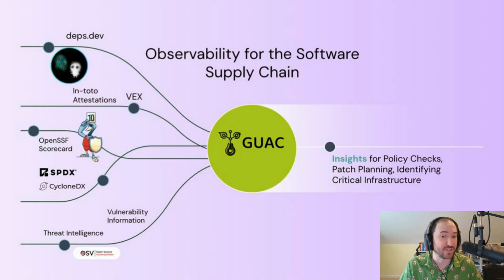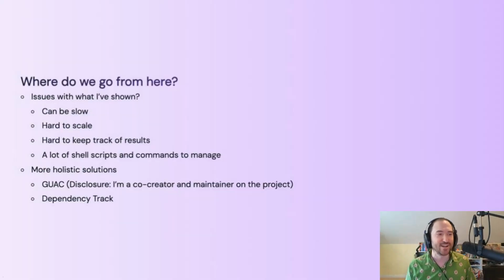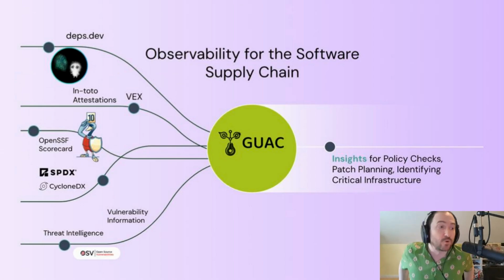Guac is observability for the software supply chain. So what does it do? Well, it's a database that utilizes graph methodologies to take supply chain data and turn it into a graph. If I go back a couple of slides, your supply chain is a tree type of graph. And as you combine a lot of these other things together, you get significantly more complicated graphs, right? And so Guac is a graph for your supply chain.